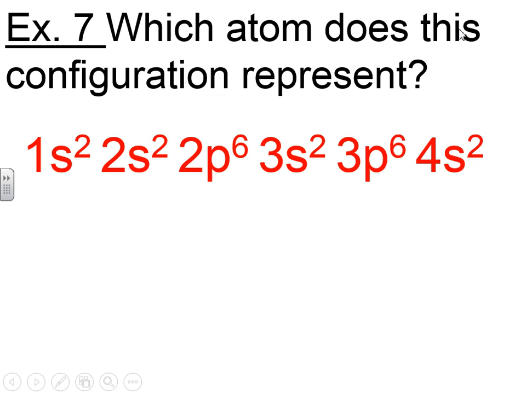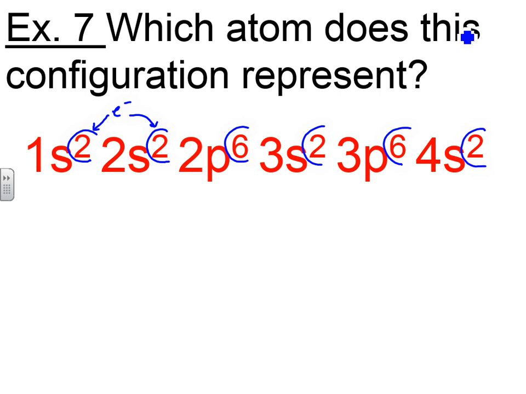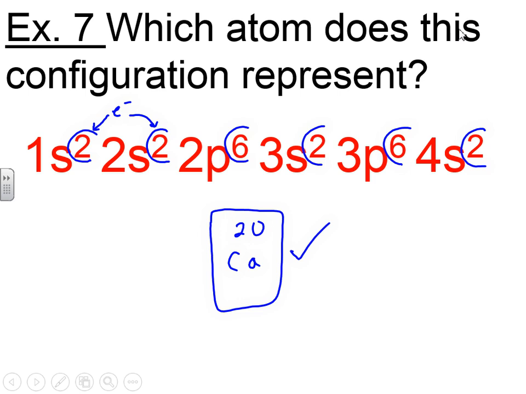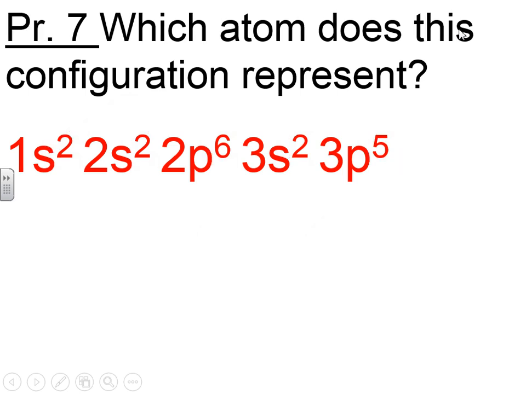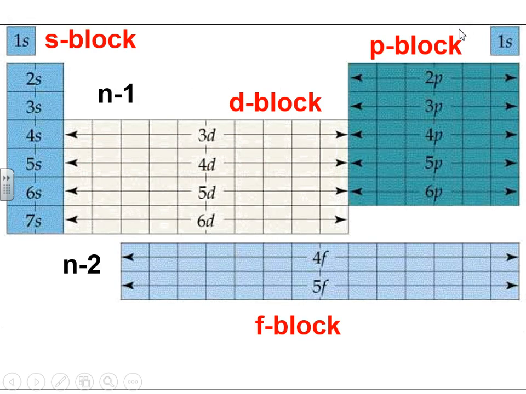Okay, so we can ask a question. Here is a configuration of an element, and the question is, which atom does this configuration represent? So what we can do is total up the number of electrons, because these are, remember, electrons. If we total those up, we've got 2 here, plus 2, that's 4, plus 6, that's 10, this gives us 12, this is 18, and this is 20. So we're just asking ourselves which element is element number 20, and that element is the element calcium. So calcium is the element that this configuration represents. Pretty simple. Next, we're going to have you try to do the same thing here, and then we're going to learn how to write these ourselves.